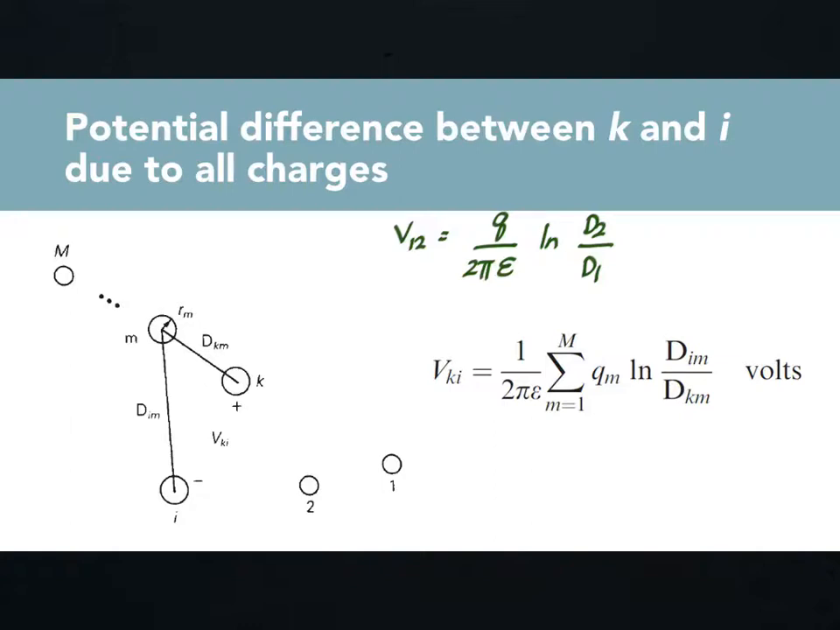Since we have several charges, our Q becomes Q_m, with a summation, because we now have several charges, not just one. So, it will be the summation of Q_m times ln of D_im, where D2 now becomes D_im, and D1 becomes D_km. So, D_im and D_km change depending on what charge is being considered.